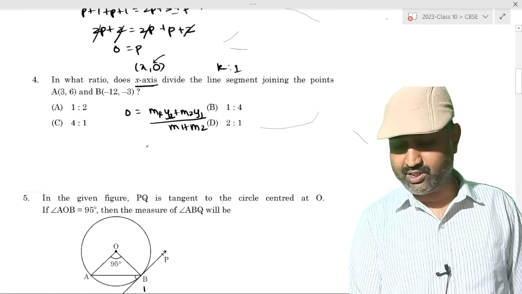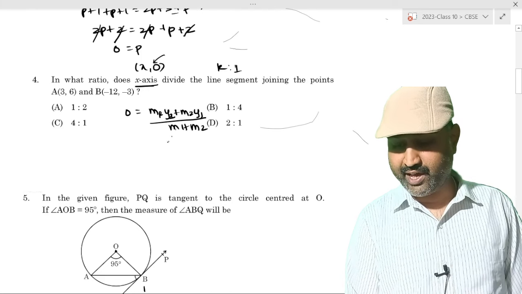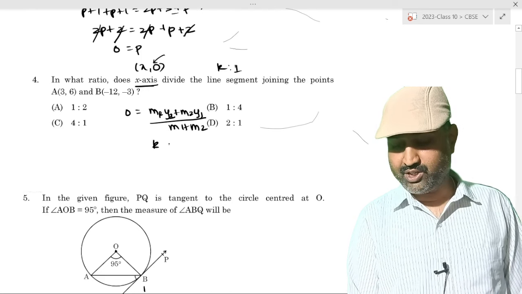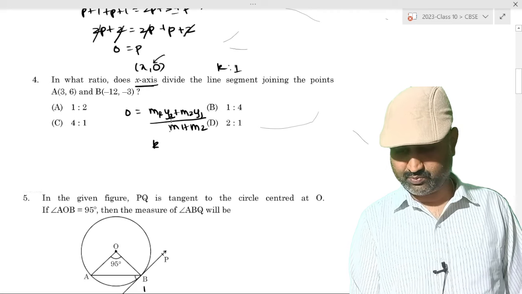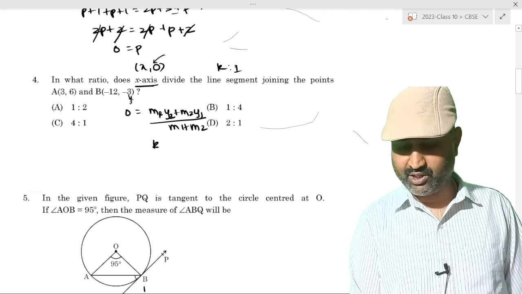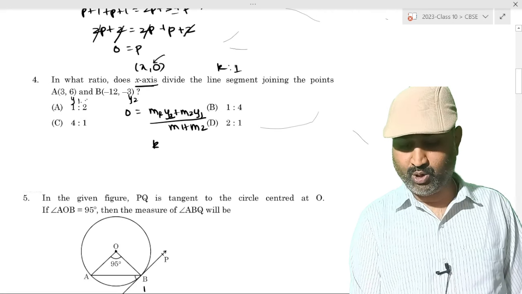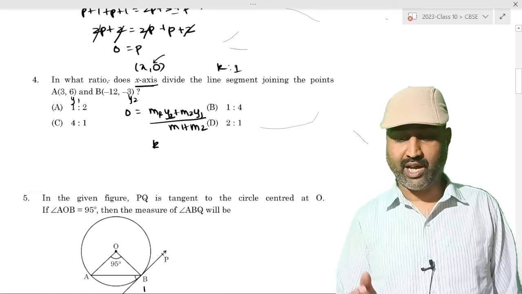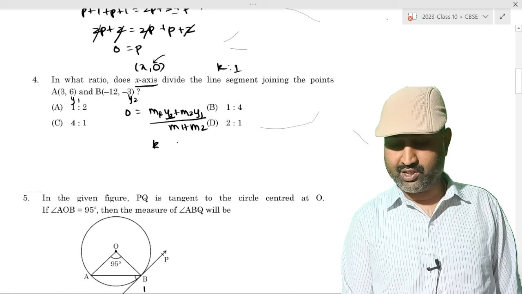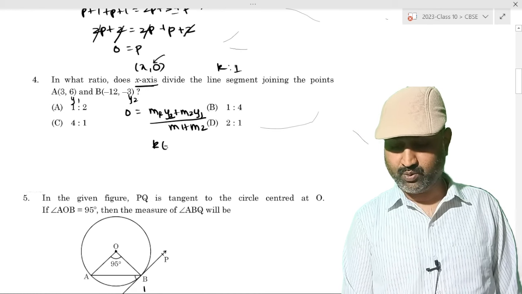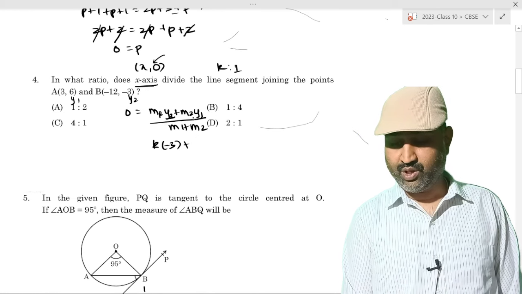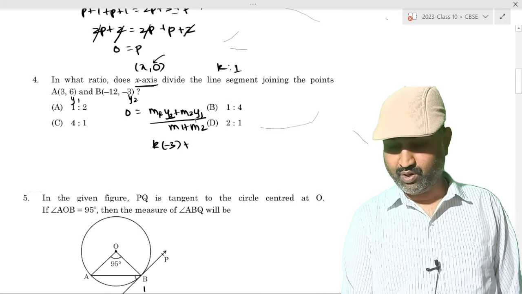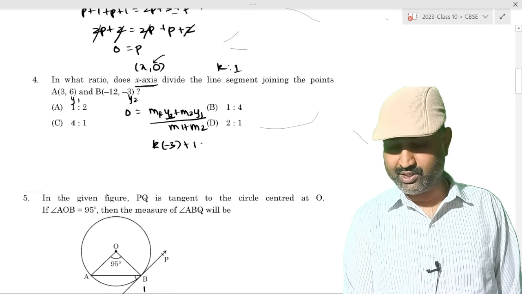Here m1 is k, y2 is this and y1 is this. Don't worry about x coordinates here because I don't need it, because I don't know x here. m1 is k, y2 is minus 3, m2 is 1 and y1 is 6.